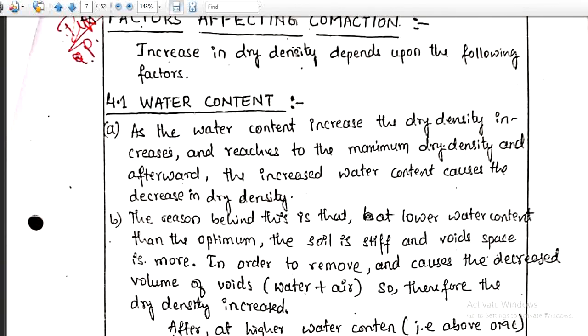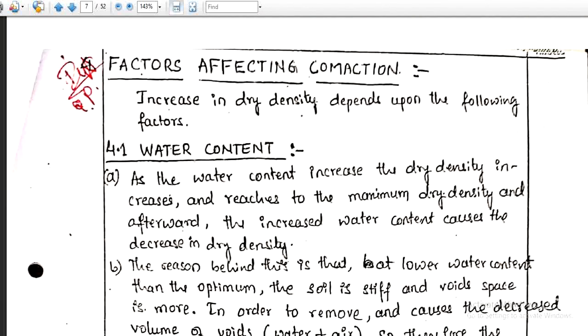Next, factors affecting compaction. There are various factors which affect compaction, and before actually compacting in the field we must understand these factors. The first factor affecting the compaction is water content. You can see here the effect of water content on compaction. As the water content increases, the dry density increases and reaches the maximum dry density, and afterwards an increase in water content will cause a decrease in dry density. This we have seen in the curve previously also.